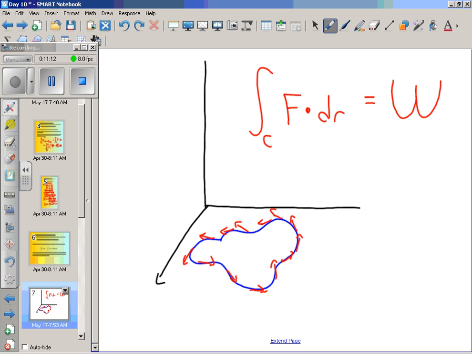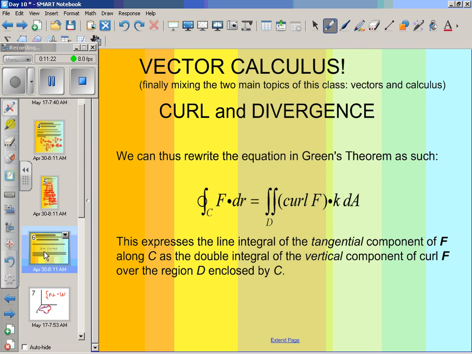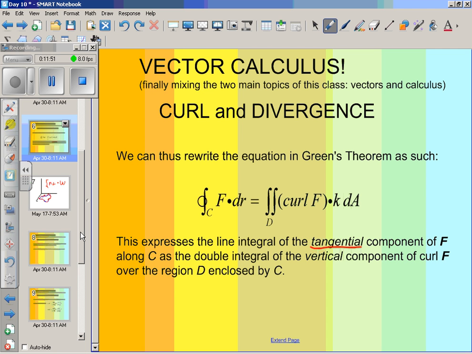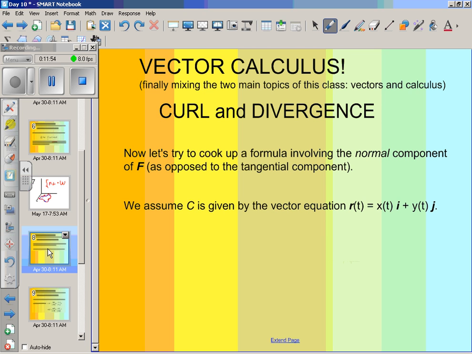I think after we look at the other side of things with divergence, the two of these together will make a lot of sense. So the whole point: if we think of adding up all the curls in this region D, that's going to be how much this curve is rotating based on that force. That's the rotational force the field is applying, and that's why it's tangential, because it's rotating along the curve. Like I said, once we look at the other half of things, I think it'll make more sense.